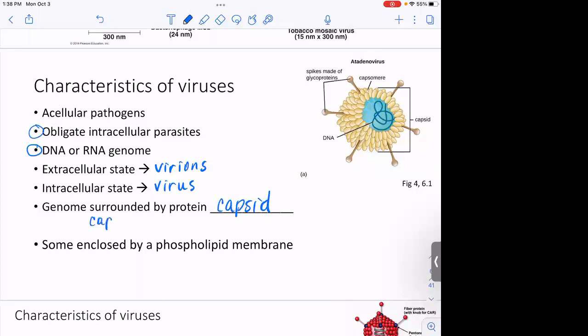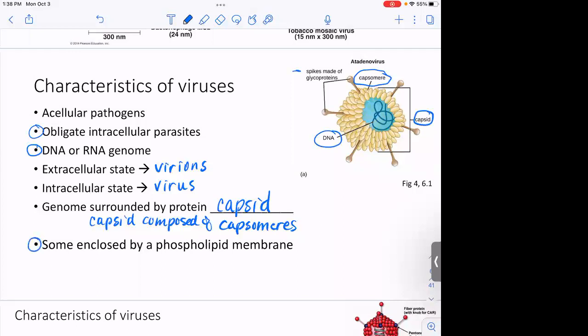Okay, and we say the capsid is composed of capsomeres. Okay, so you can see that up here in the drawing. Lots of proteins, individual proteins make up the capsid. So we call those capsomeres making up the capsid. Here, for example, DNA, that's the nucleic acid for this particular virus. There may be some spikes, there may not be. I'll talk about that in the next slide.